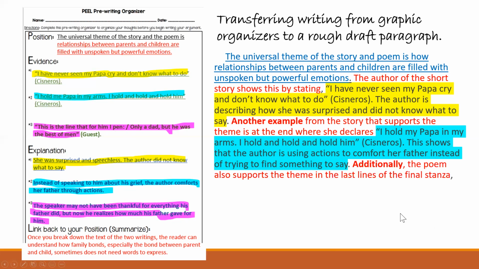Okay, so we have, additionally, so we're not going to the story again, we're just adding more evidence, and it's from a separate source. So on the other hand, or something like that, it wouldn't really fit because it's not contradicting anything, it's not contrasting anything, but it's adding to stuff, but it's just coming from a different source. So we have additionally, the poem also supports the theme in the last lines of the final stanza. We have our comma here because that's an introductory word.